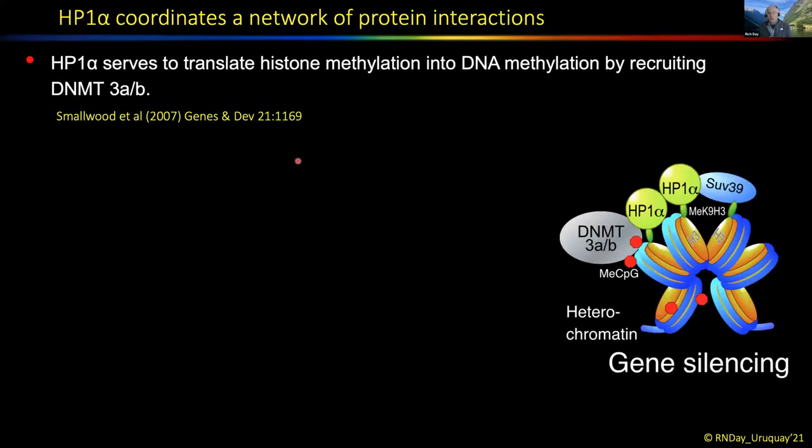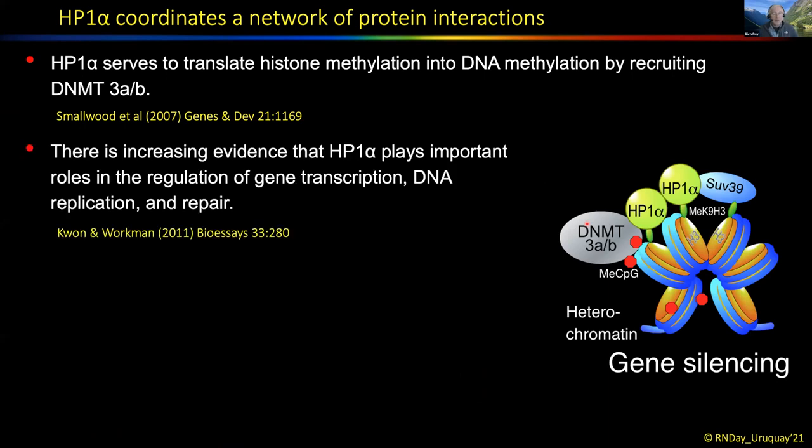So that's the end of my experimental results. I just wanted to comment a bit about what we think is going on here. So HP1 alpha serves to translate histone methylation into DNA methylation by recruiting the DNA methyltransferases. And so there's increasing evidence that HP1 alpha has a lot of functions in maintaining genome integrity, in regulating gene transcription, and regulating DNA replication and repair. So it's a very important protein.